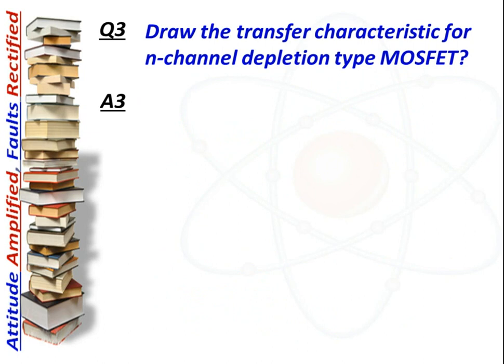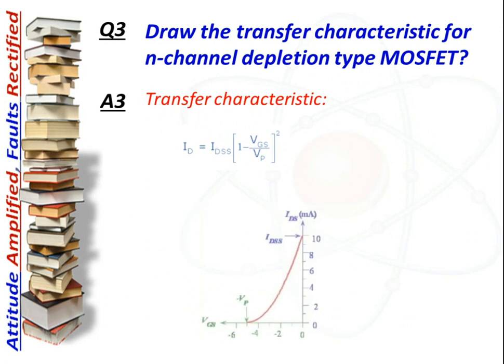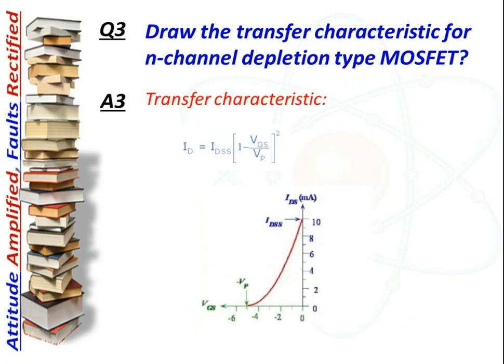Here is the next question. Draw the transfer characteristic for N-channel depletion type MOSFET. This is the transfer characteristic of N-channel depletion type MOSFET. This graph is plotted between IDS and VGS. VGS is gate to source voltage and IDS is drain to source current. And here the formula used is ID = IDSS (1 - VGS/VP)^2.